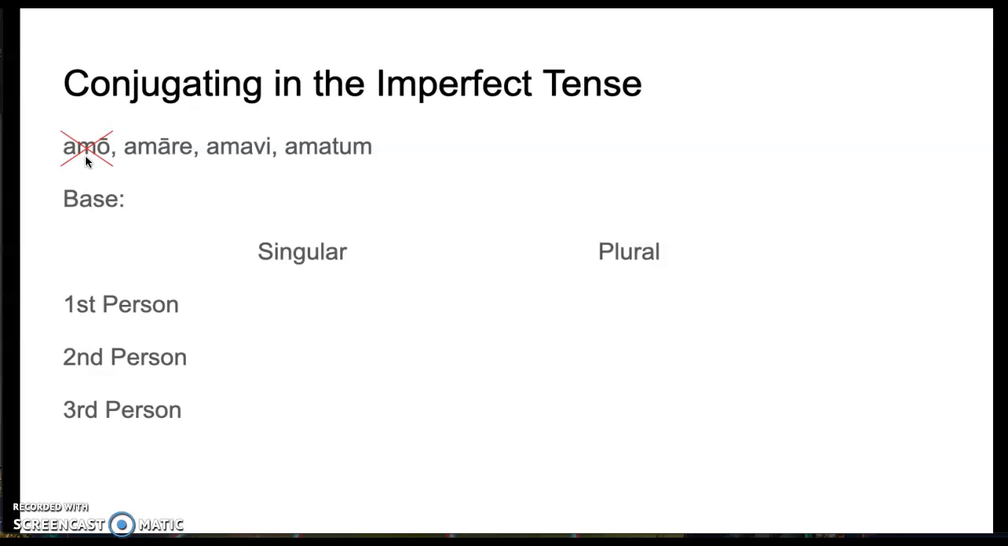We do, however, find our base the same way. We go to the second principal part, the infinitive, and we chop off the RE, and the stumpy part that's left over, ama, is our base. We then fill out the chart, and we fill out the entire chart with our base. So that's going to be ama, ama, ama, ama, ama, and my personal favorite, ama.